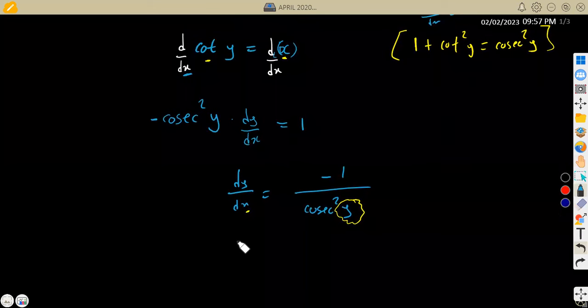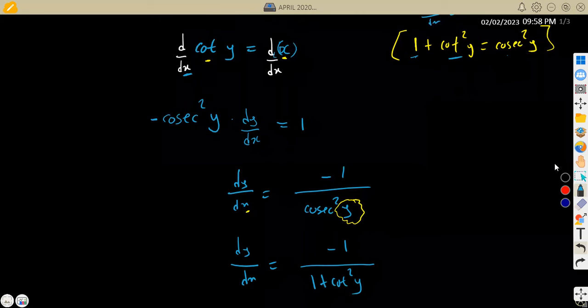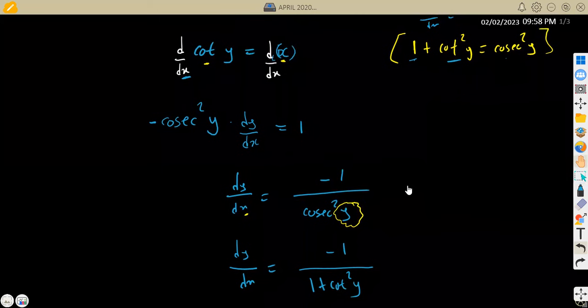All right, so this is what you're going to do in place of our cosec squared. Like I said, we are going to substitute back. So dy/dx is equivalent to -1 over cosec squared y, which is in this case 1 plus cot squared y. So this is still in terms of y, but why are we writing it like this? We want to achieve a condition that has got x and cot.